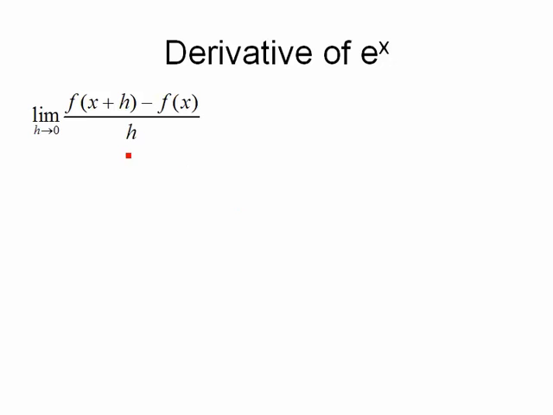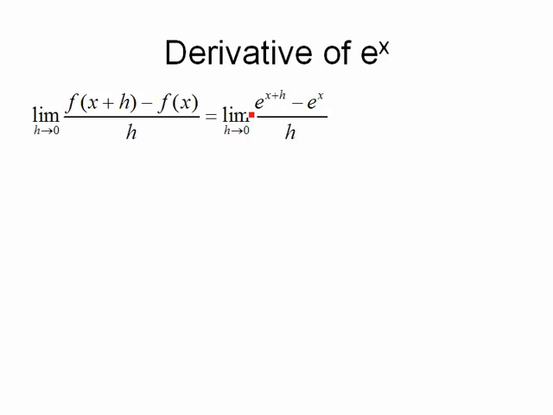I'm going to go ahead and in place of f of x plus h, I'm going to put e to the x plus h, and in place of f of x, I'll put e to the x. And now I need to take that and try and simplify it. The reason for that is if I try and put h equal to 0 in here, what I'm going to get is 0 over 0, and that tells me that I need to do some simplifying.